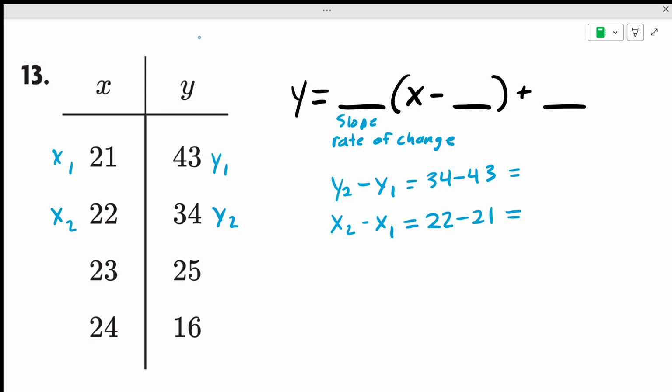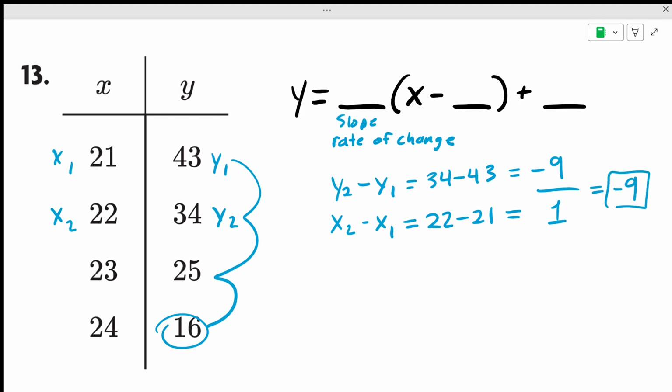34 minus 43 is negative 9. It's okay to have negative numbers. It just means that as you go down, the numbers get smaller. Then 22 minus 21 is 1, and we divide those. That gives me my rate of change, which is my slope. My slope in this case is negative 9. So here I put negative 9.